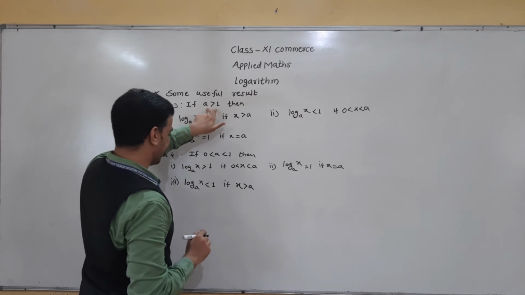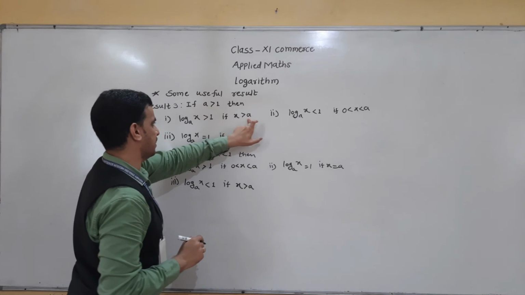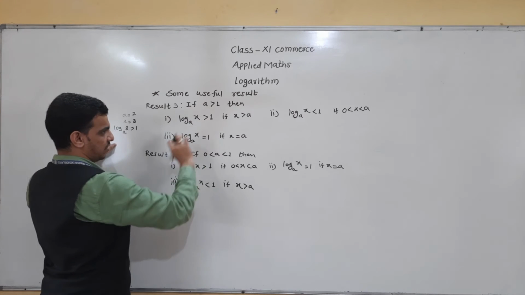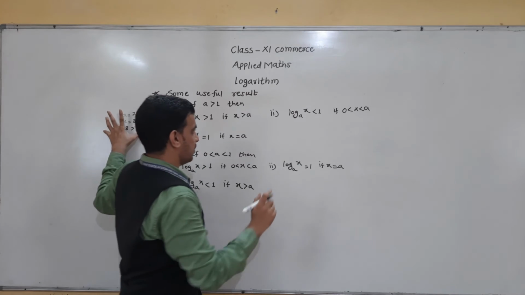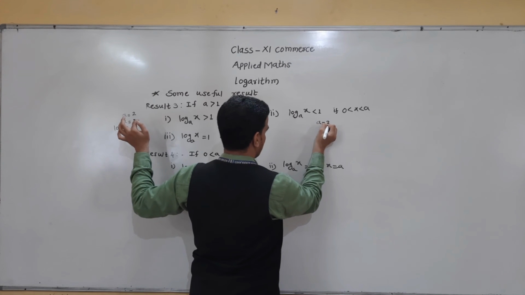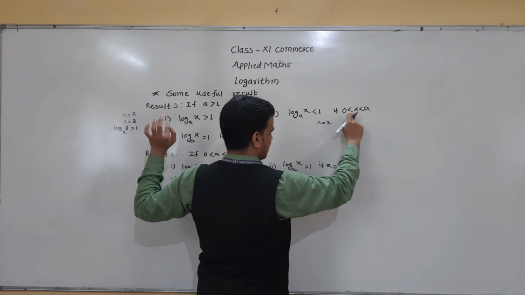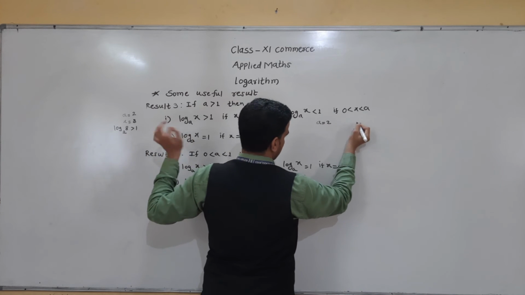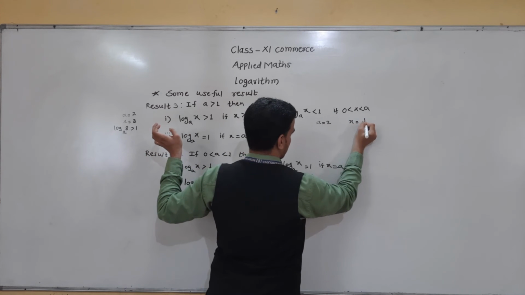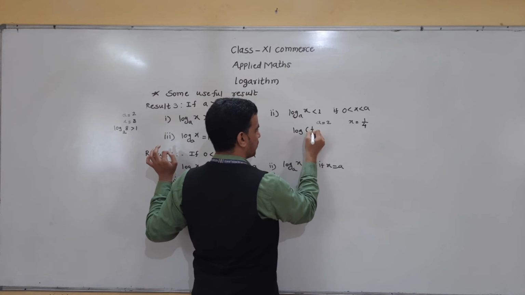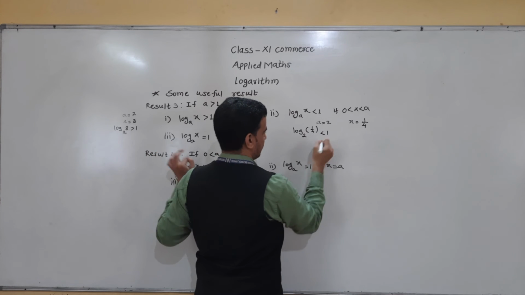So if a is greater than 1 and x is greater than a, then log x to the base a is greater than 1. Similarly, with a greater than 1, if I take a equal to 2 and x in between 0 to a, say x equal to 1 by 4, then log of 1 by 4 to the base 2 is less than 1.